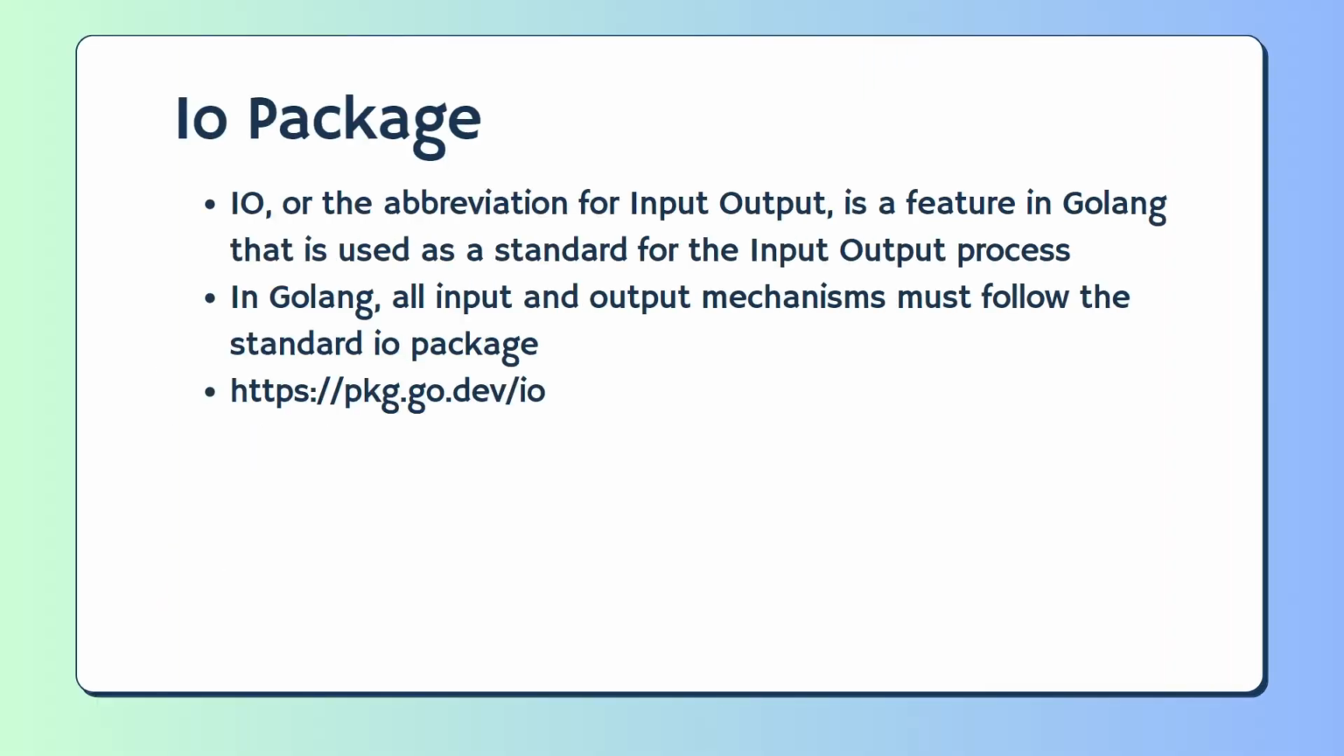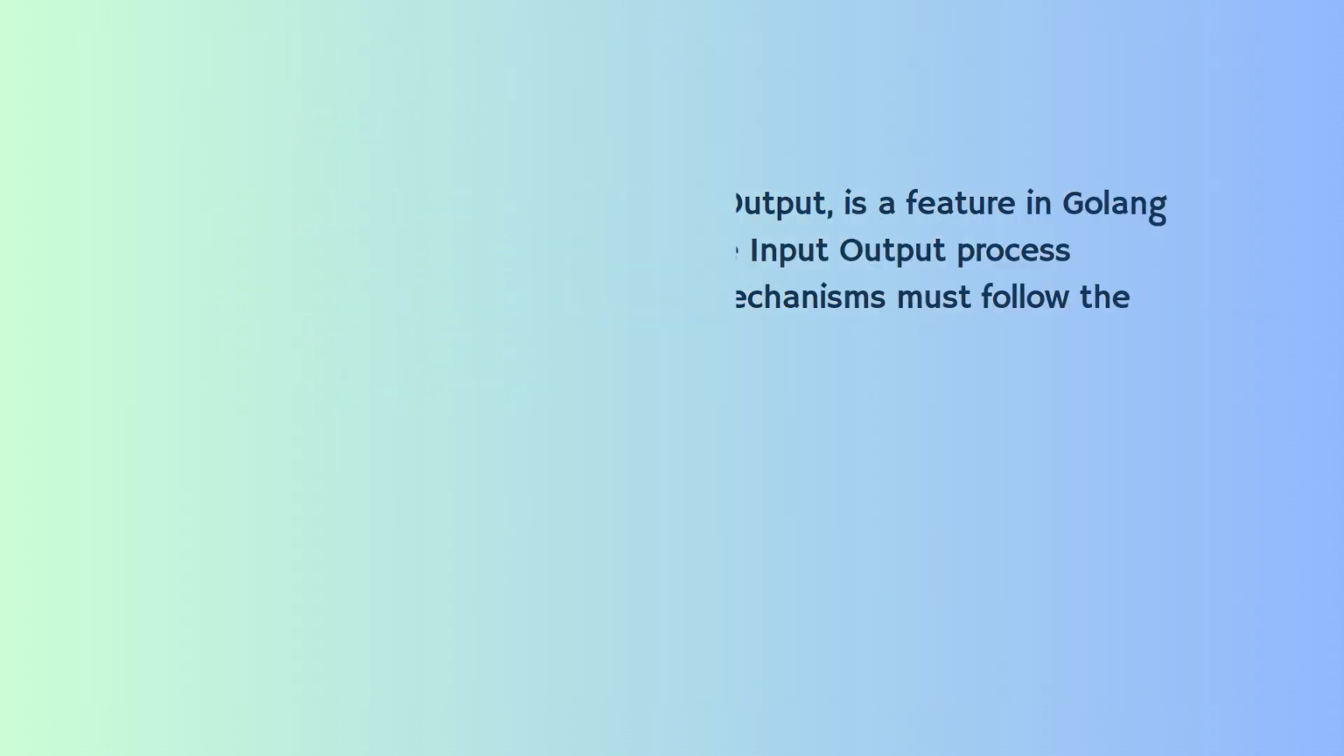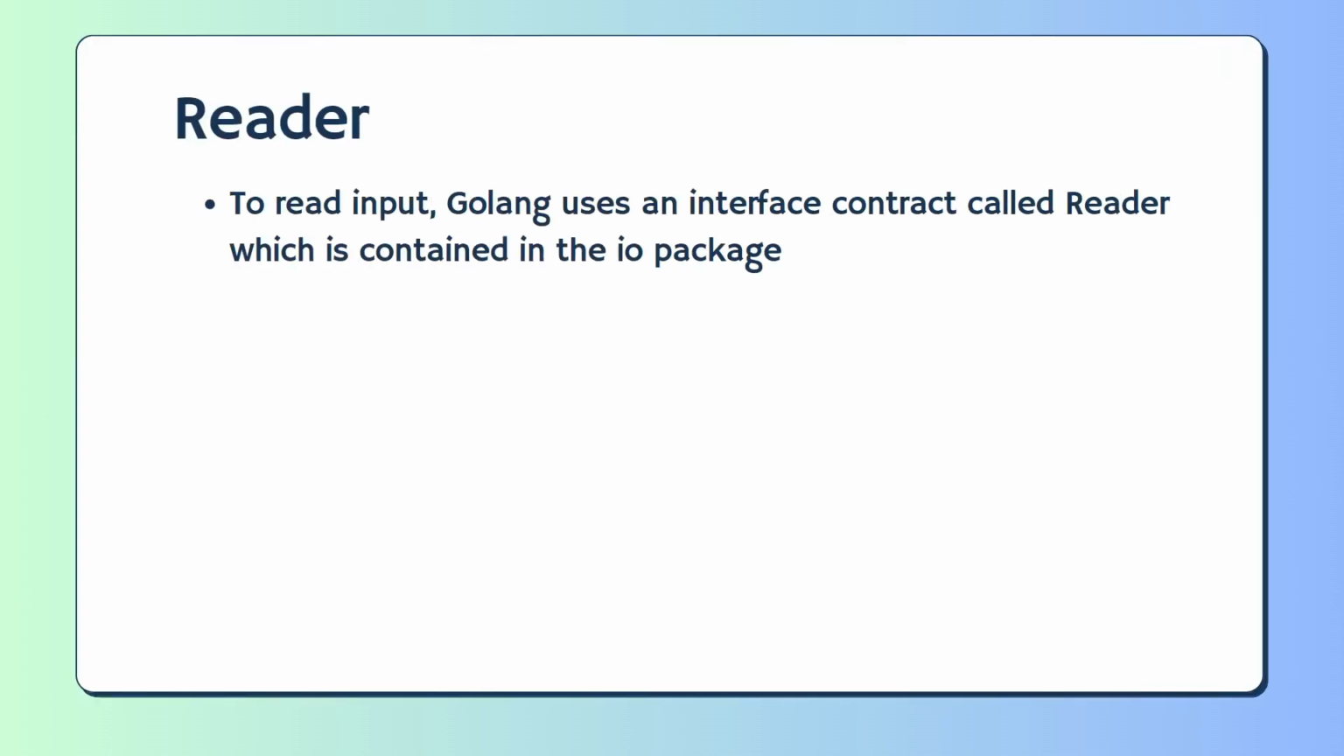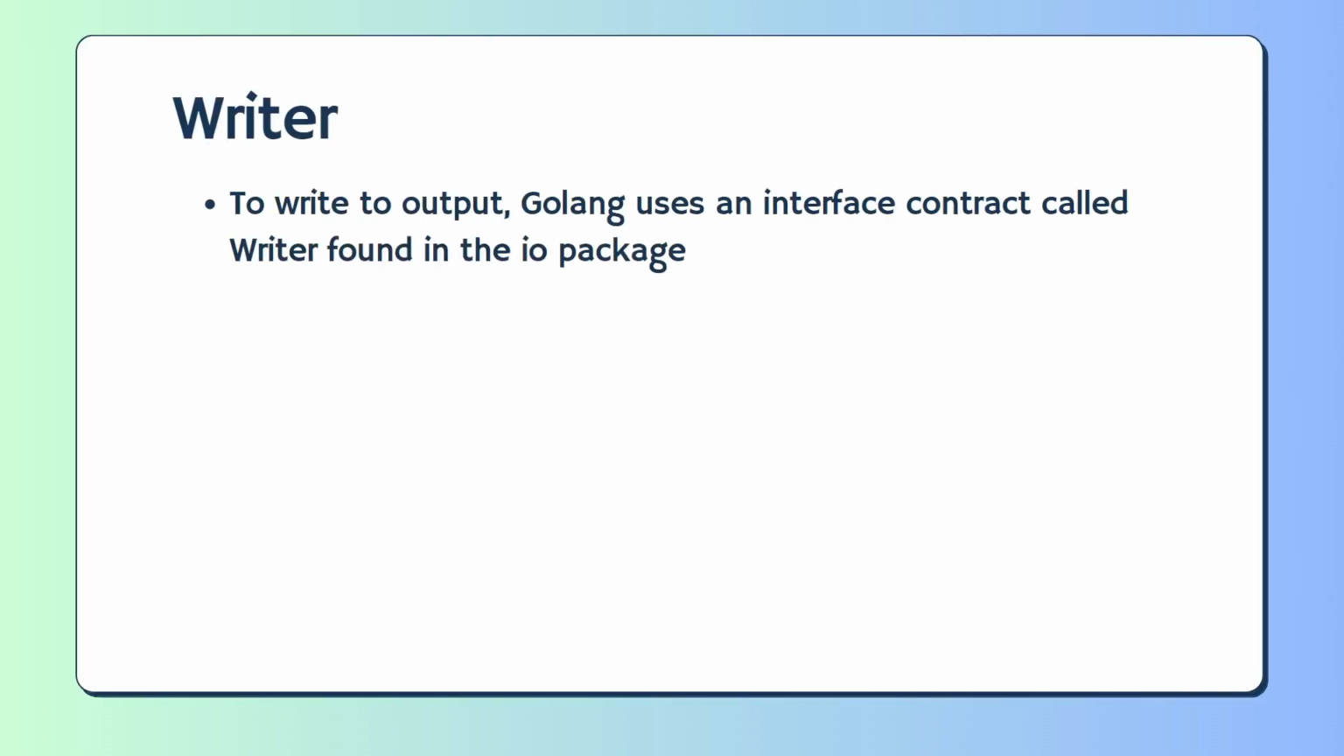I/O package. I/O, or the abbreviation for input-output, is a feature in Golang that is used as a standard for the input-output process. In Golang, all input and output mechanisms must follow the standard I/O package. Reader. To read input, Golang uses an interface contract called reader which is contained in the I/O package. Writer. To write to output, Golang uses an interface contract called writer found in the I/O package.